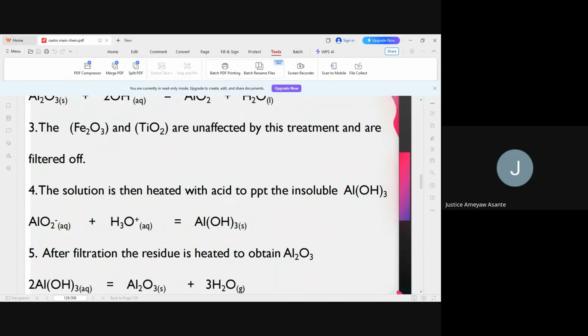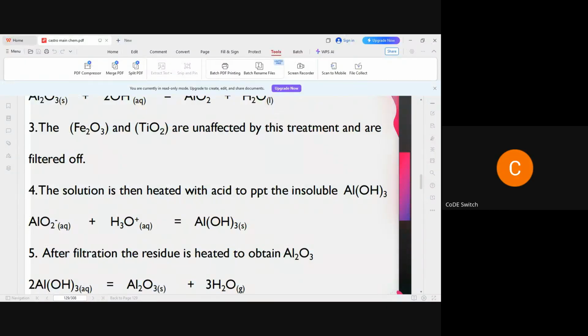Now after you've done the first filtration, our filtrate now contains what? The silicates and the aluminate. So then what do you do now?